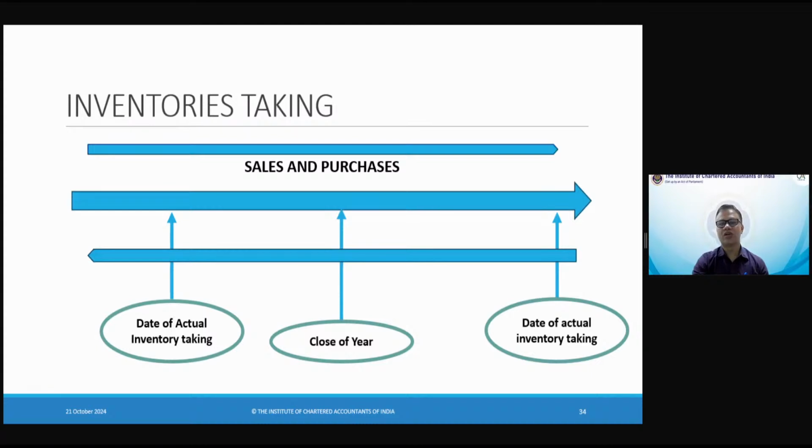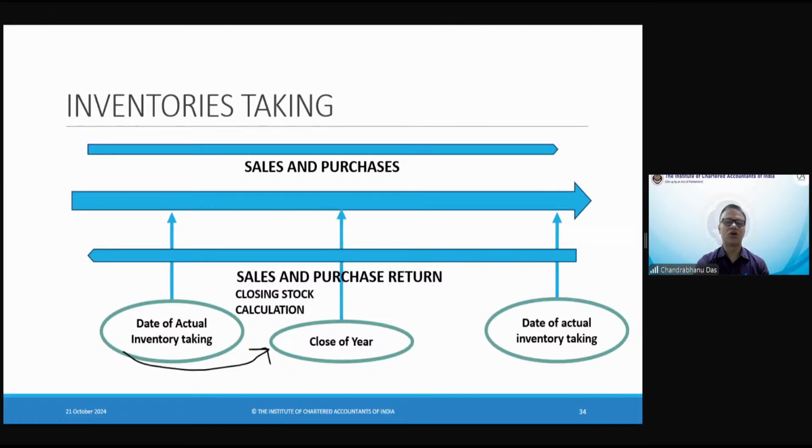Normally during that time, there are sales and purchases. There are also sales return and purchase return. But when we have to find the inventory, we have to follow the method that from the date before, whatever you are taking to the close of the year is called the closing stock valuation. Suppose you are taking the inventory before, and going to the close of the year, then you have to go on the closing stock calculation basis. But if the date of actual inventory is after the close of the year, then you have to take it as an opening stock calculation.